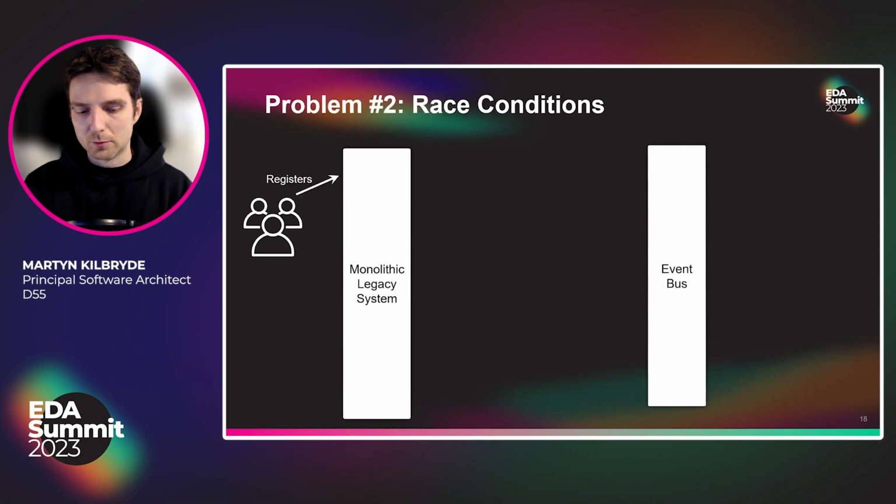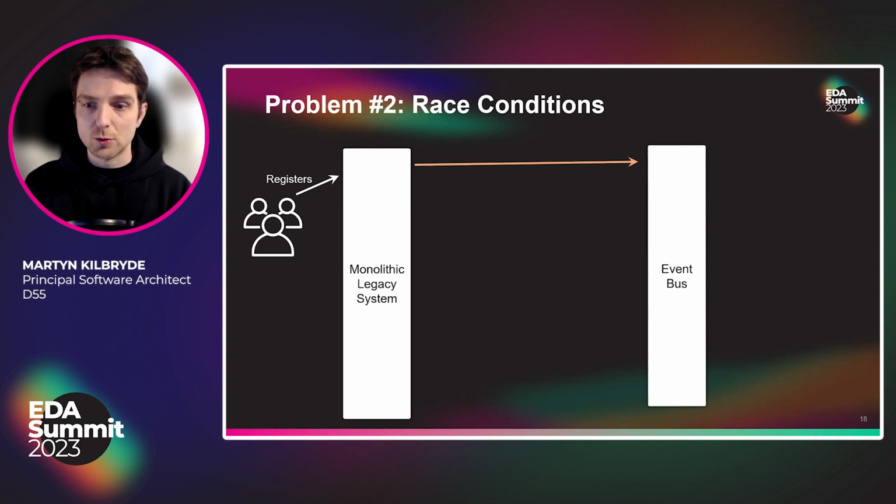Now, the second problem, which is somewhat related to latency in some cases, is race conditions. The problem with asynchronous processing is that events can fire out of order, be delayed, overlap with each other, and so on. So let's say a customer registers, an event notification is fired, and the event bus will route this to two services in this example.